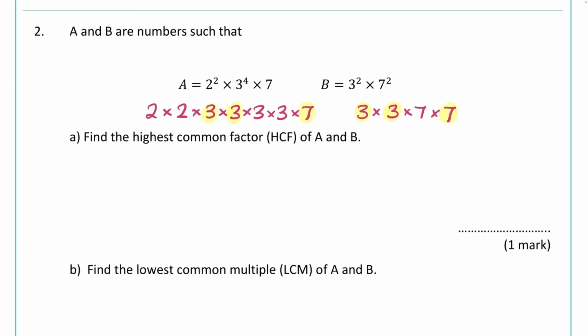Now, all we need to do is multiply whatever numbers are in both. So just using one of them, just looking at either the left or the right here, there is a 3, and a 7. So for the highest common factor, I just do 3 times 7. And of course, you can use a calculator. I'm going to use a calculator throughout this, and that is 63. And there is my highest common factor.